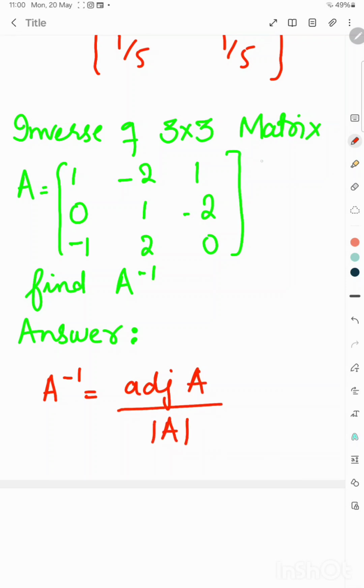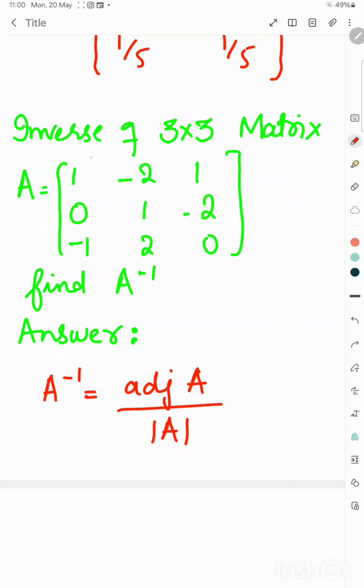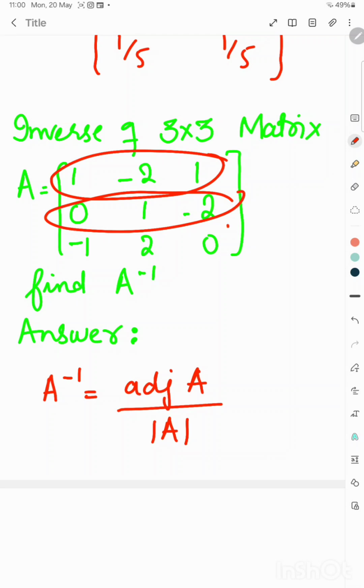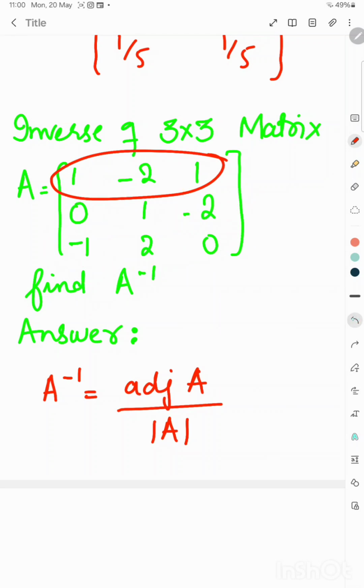But student, here the matrix is a 3 cross 3 matrix, that is, in this matrix the number of rows is 3 and also the number of columns is 3. So the process will be a little different.